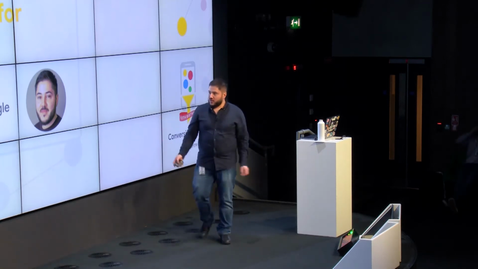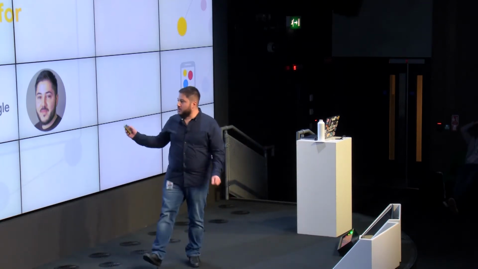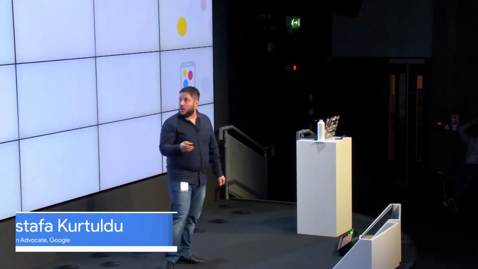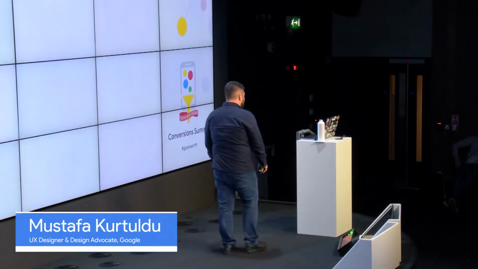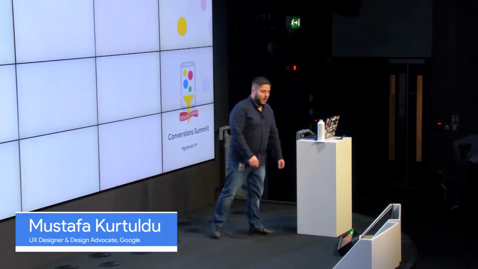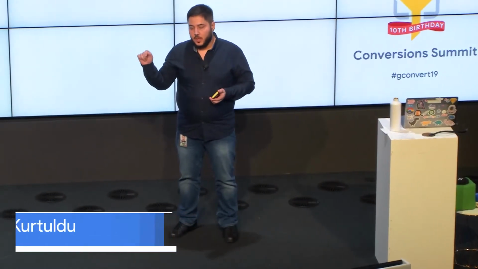So my name's Mustafa. I'm a UX designer, design advocate at Google. What I'd like to talk to you about today is speed and friction. But before I get into the talk, the talk's going to be broken down: I'm going to tell 3 stories. Then I'm going to give some research on speed and some design tips that you can do. We'll talk about hacking user perception and finally talking about friction.